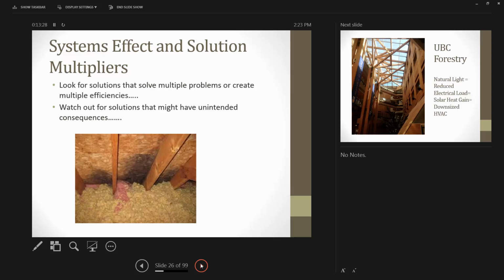You can close a building up really tight, and if it's still using natural draft combustion equipment, you can have a situation where you've got excessive carbon monoxide buildup. So just understanding and looking at the whole thing as a system.